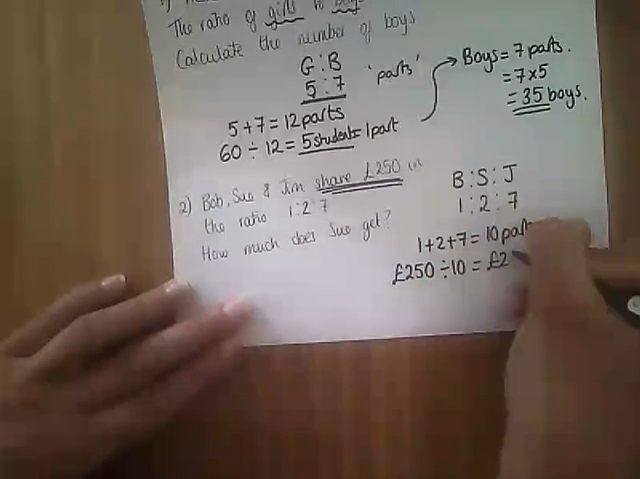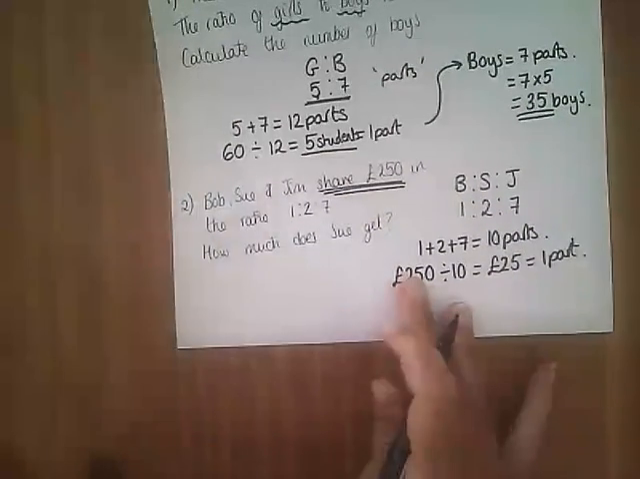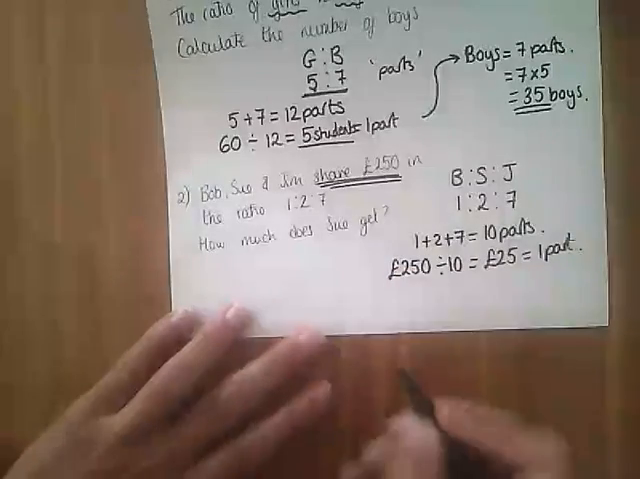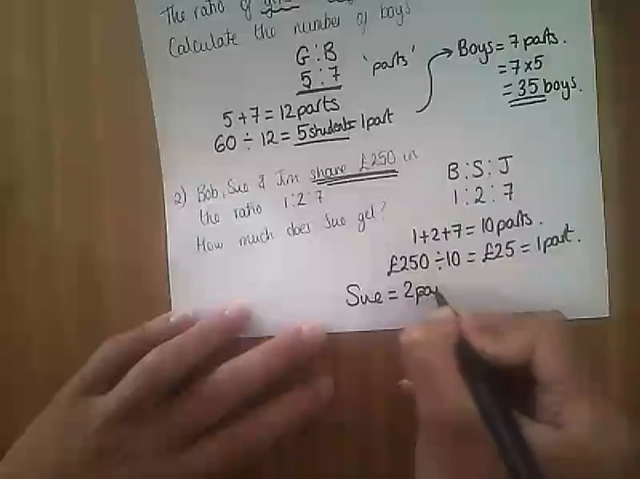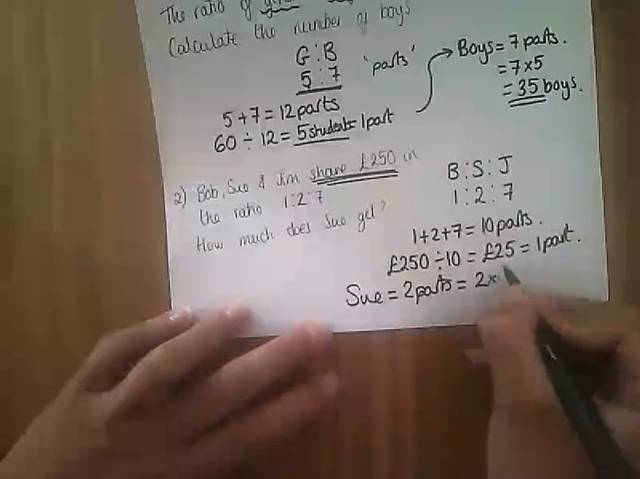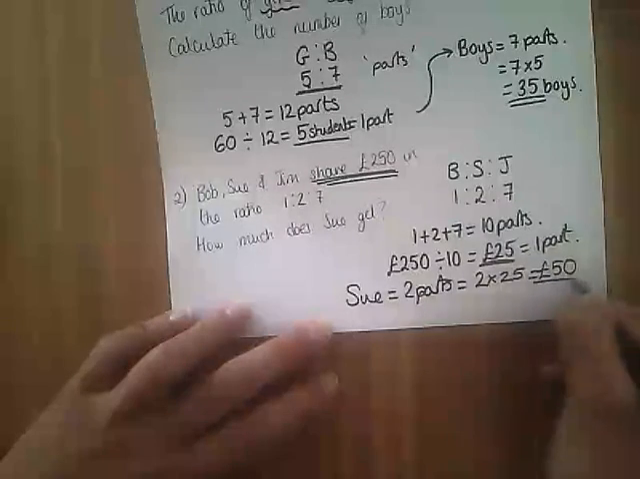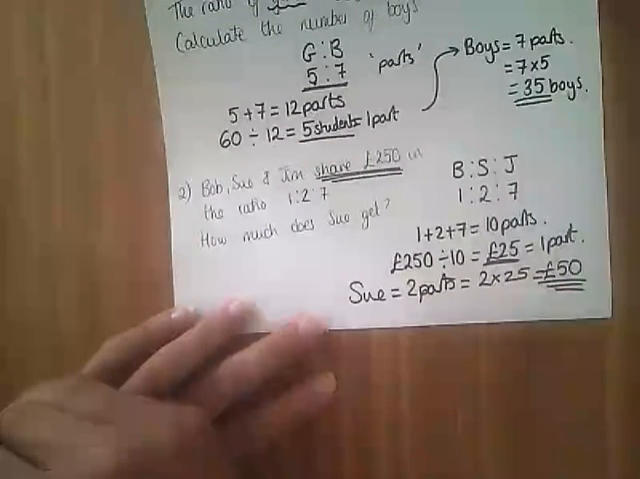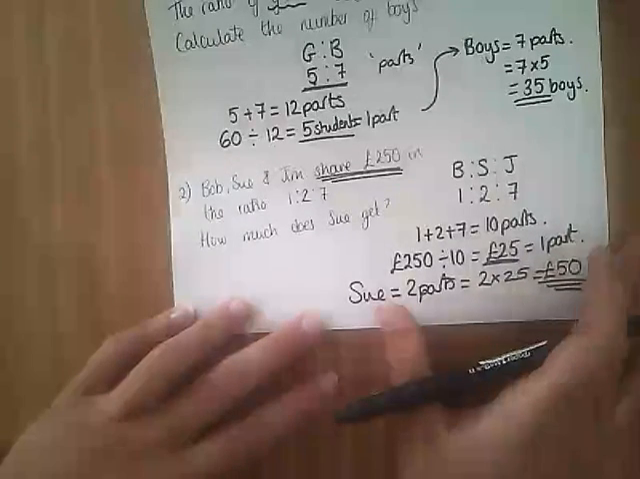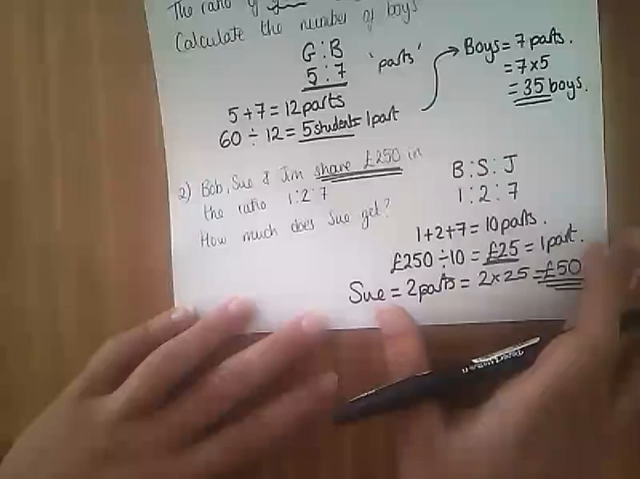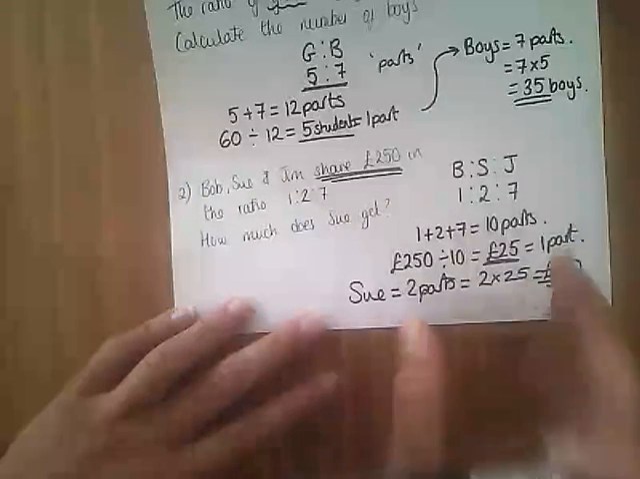So that means that each part is worth £25. We then want to know how much Sue gets. Well, Sue is 2 parts. So we're going to do 2 times our 1 part, which is 25. 2 times £25, Sue gets £50. Right, let yourself digest that, and then come back and we're going to do where you've only been given a certain amount.